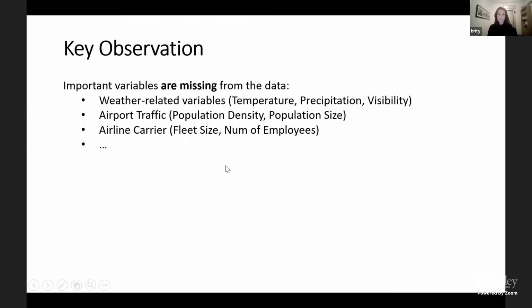But our key observation is that in many real-life scenarios, and in this scenario as well, important variables might be missing from the data. And in this example, weather-related variables like the temperature, the visibility, or airport traffic, that can be approximated by, for example, the population density and size, are missing from the data, and maybe those kinds of variables can completely explain the relationship between departure city and departure delay.